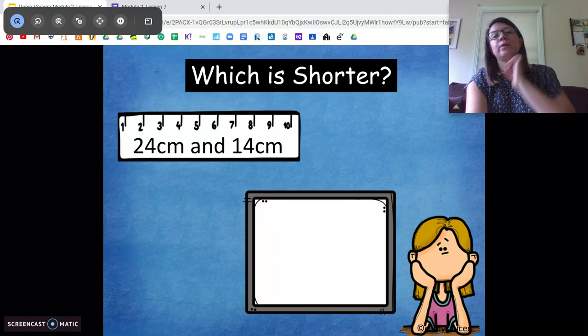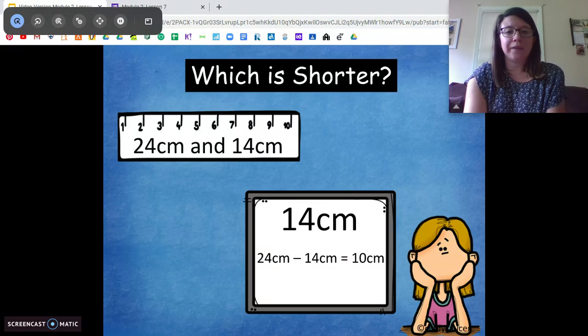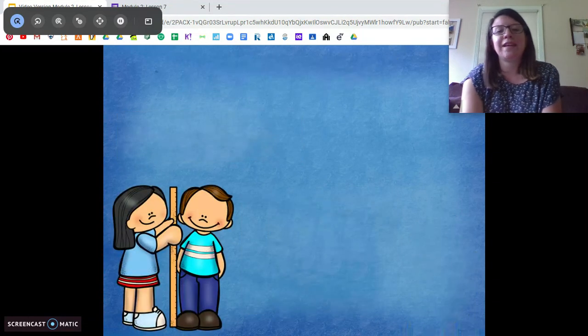Ready? Which one is shorter? 14 centimeters. Our number sentence, we start with the bigger number. 24 centimeters minus 14 centimeters equals 10 centimeters, just like this one. Our one stayed the same.